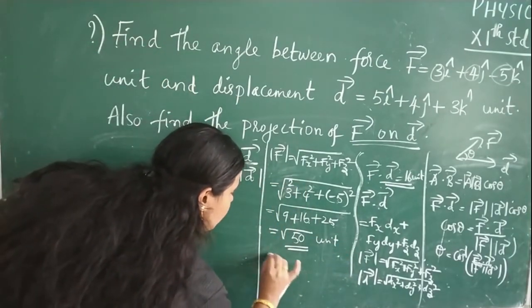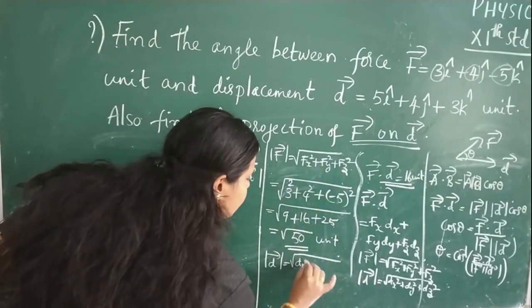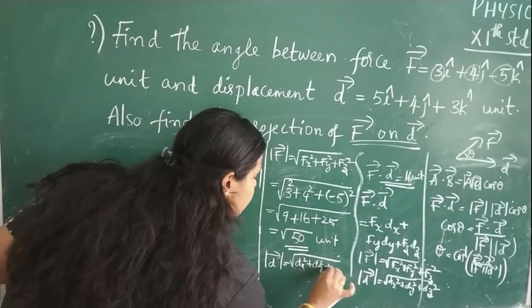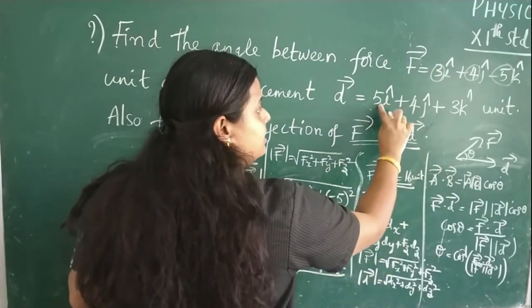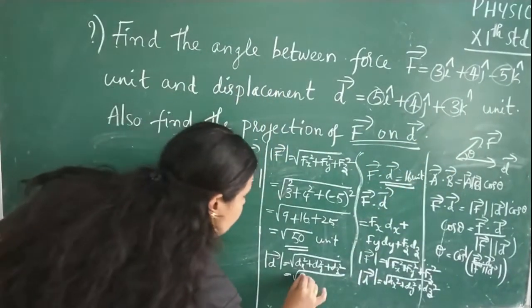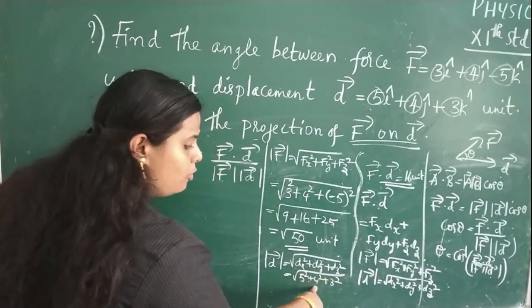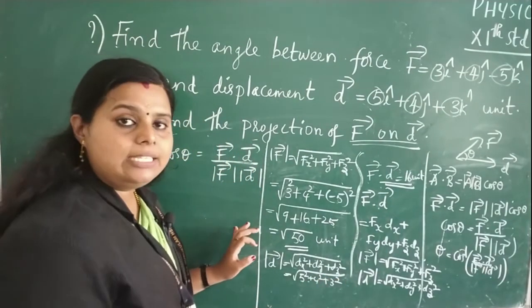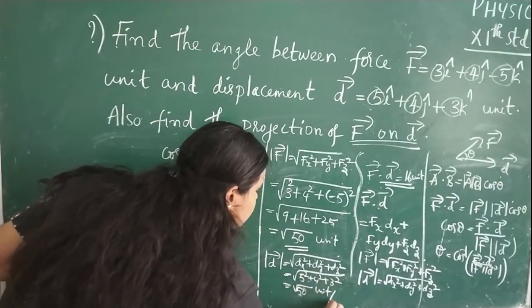Similarly, what about modulus of d? That is equal to root of dx square plus dy square plus dz square. Clear? So that is equal to root of dx, that is 5, dy, that is 4 and dz, that is 3. So 5 square plus 4 square plus 3 square, 25 plus 16 plus 9. Again the answer will be root 50 unit.